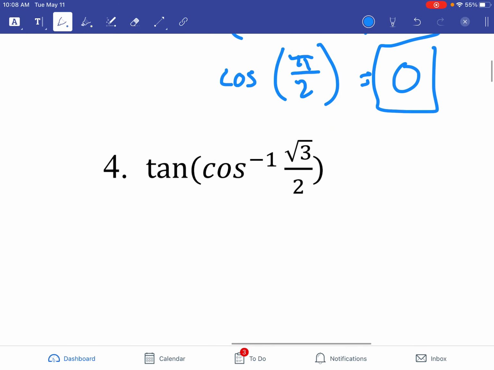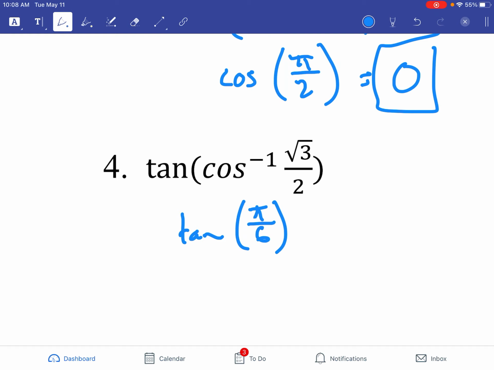For number 4, inverse cosine of root 3 over 2. Now for the inverse cosine, unlike tangent and inverse sine, we're using the top half of the unit circle. So we're trying to find the x value where it is root 3 over 2, and that is at pi over 6.